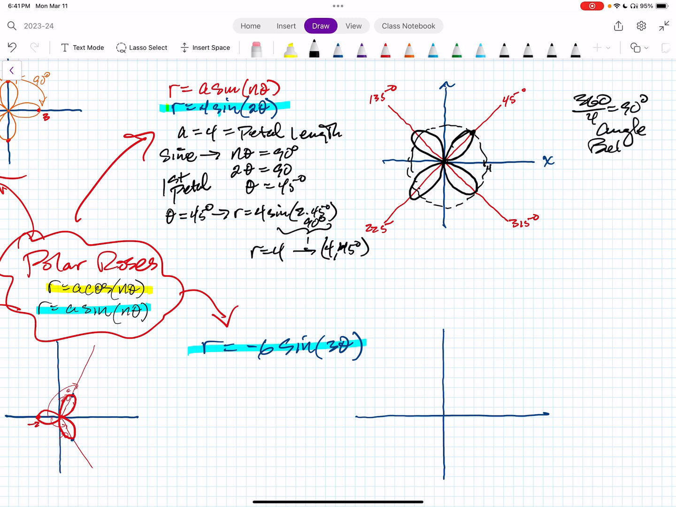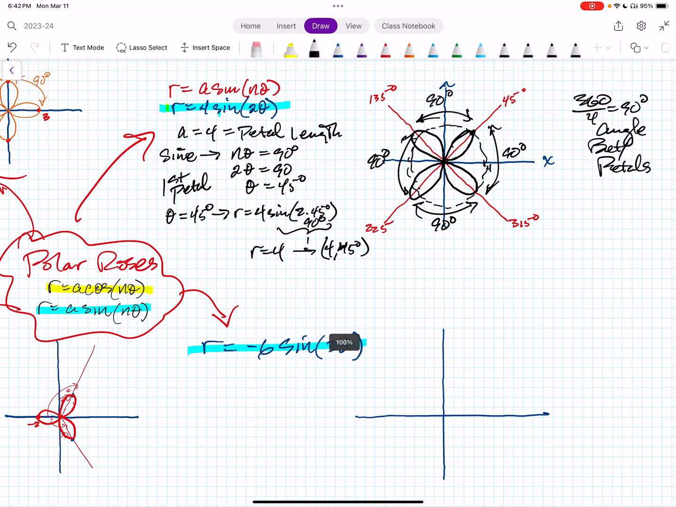Angle between petals. You always got to figure this out for roses. And notice that there's 90 degrees in here because 45 plus 45 is 90. Okay, so the angle between petals is 90 degrees, all the way around the unit circle. Or any circle actually, because it's just a circle. All right, there you go.